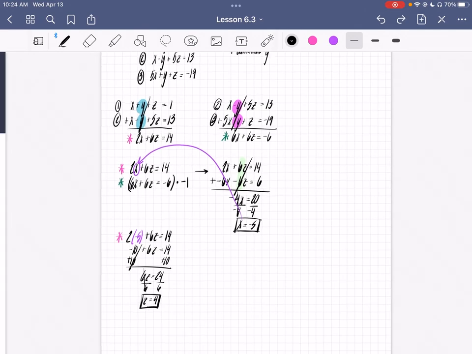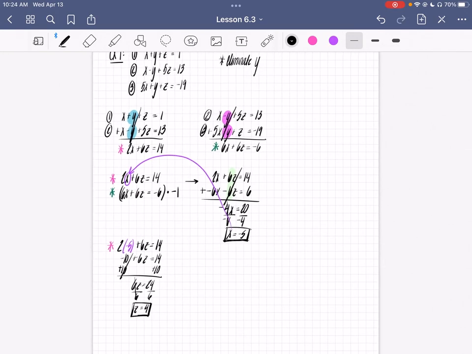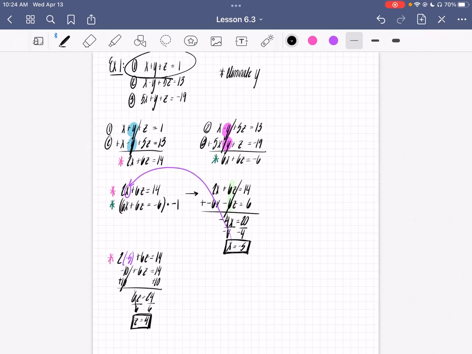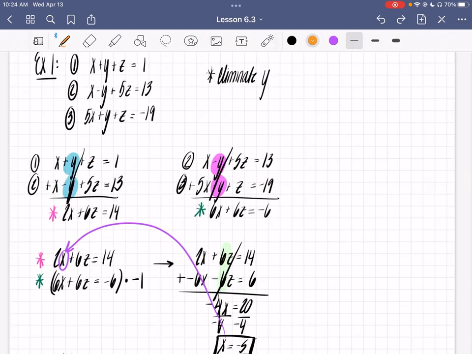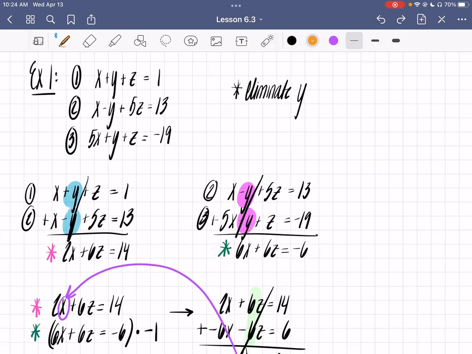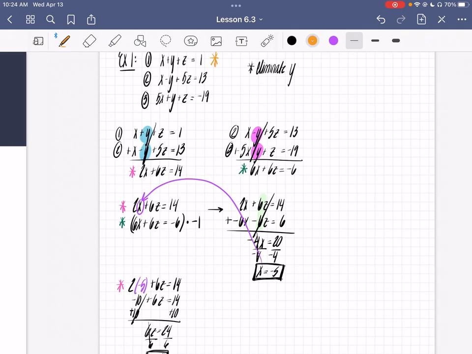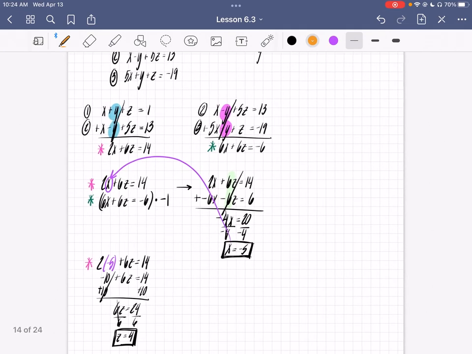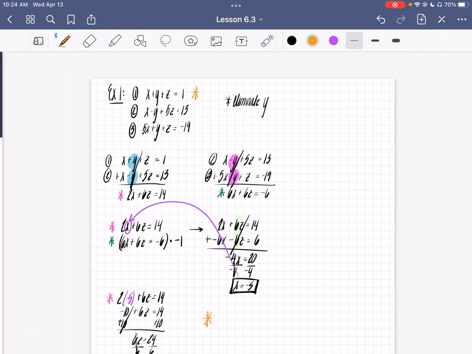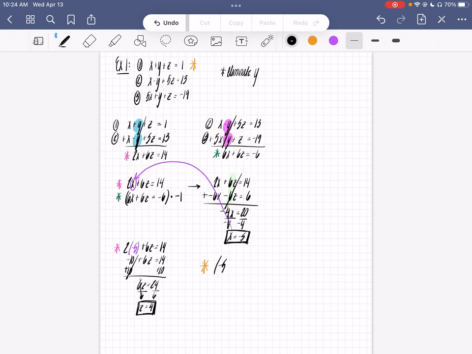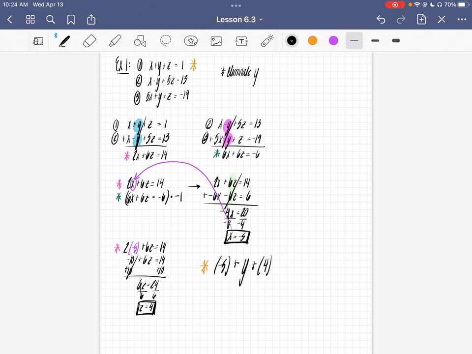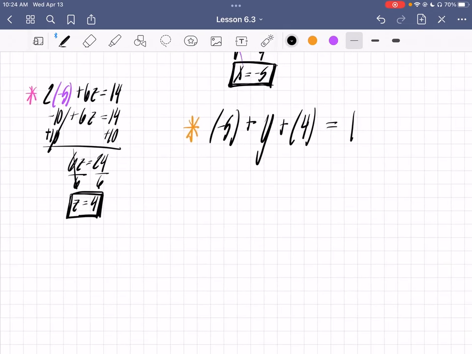So in order to do that, I now back substitute both of these solutions, x and z, into one of the original equations up top. Okay, so let's use a different color here. I'll use orange because I have not used that one yet. I'm just going to use this top equation, the first one, because that one looks easiest and has the smallest numbers. So I'll plug in x, which is negative 5, plus y, we don't know that, plus z, which is 4, and that equals 1. And now I'm going to solve for y.